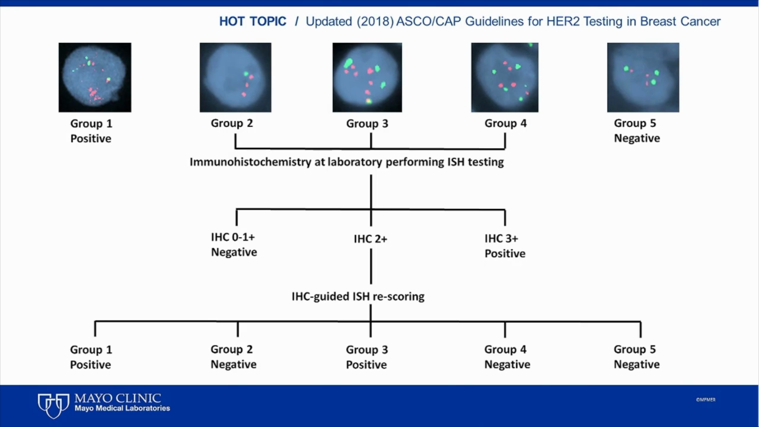If rescoring of the ISH slide is required, an independent observer must rescore the ISH slide within areas of invasive tumor that demonstrate equivocal 2+ staining. The final interpretation is determined by the final ISH results, as shown in this diagram.